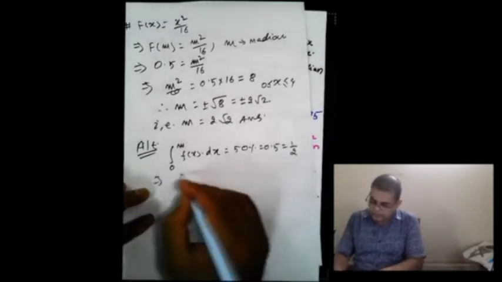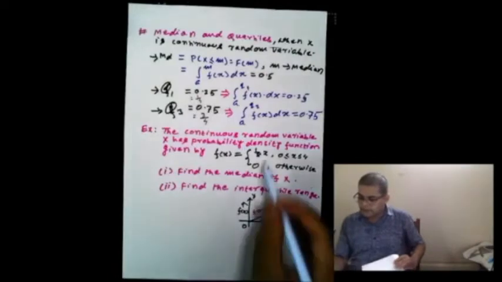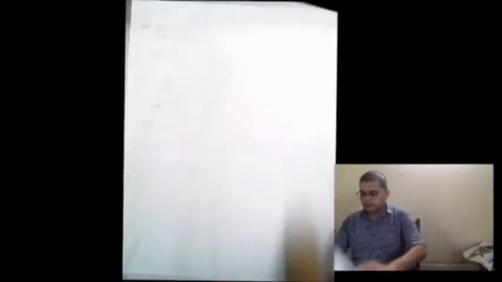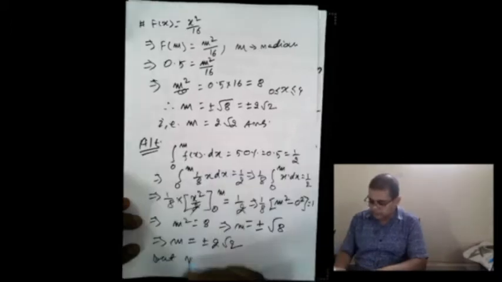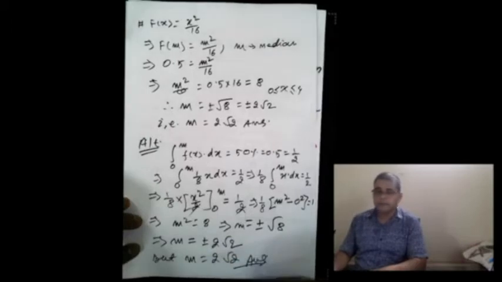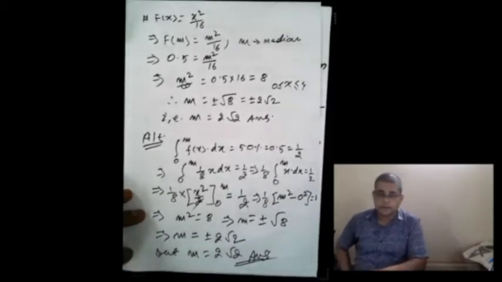And now it is 0 to m, and your f(x) value is x by 8. So it is 1 by 8 times x dx equals 1 by 2, so the median value is 2 root 2. In this way, you can also find the median of the distribution.